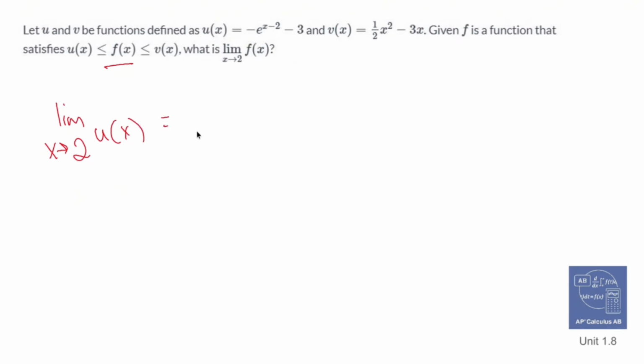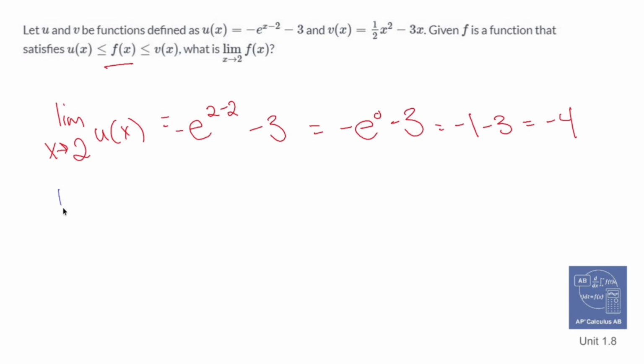You plug in 2, so that'll be e to the 2 minus 2, minus 3. Actually, negative e. That will actually make a difference. You'll see. But that's going to be negative e to the 0th minus 3. Negative anything to the 0 is going to be negative 1. And negative 1 minus 3 is negative 4. So that's the limit as x approaches 2 of u of x.